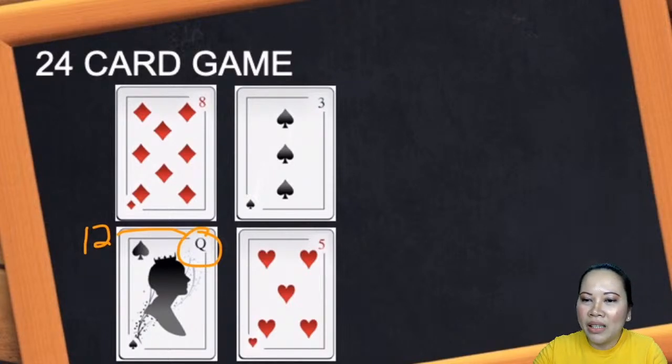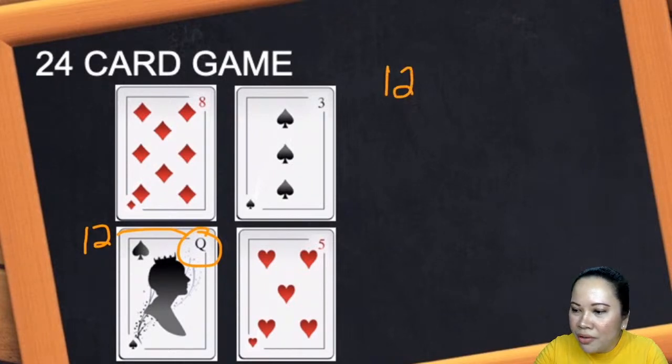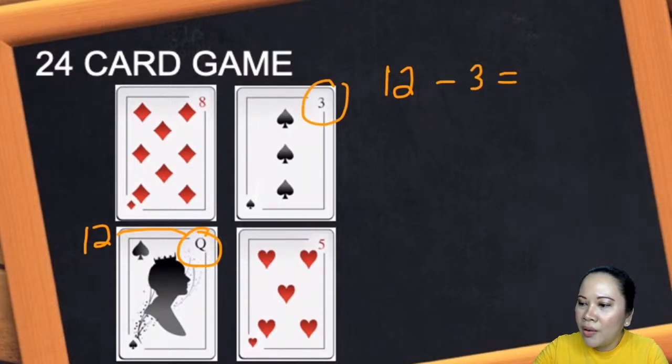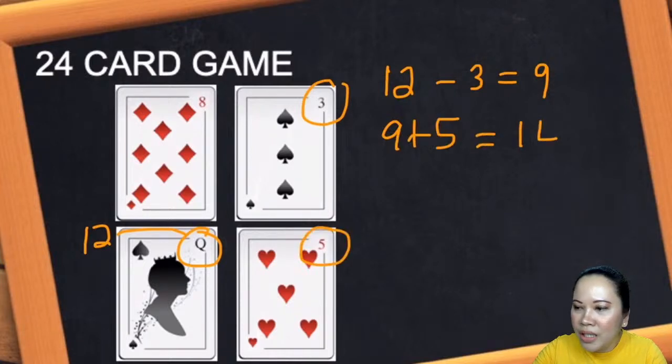Cup of milk. Let's try to see. 12. Okay, 12 minus 3. Alright, is 9. 9 plus 5. Okay, is 14. 14 times 8 is quite... okay. Oh, alright, understand. Cup of milk.